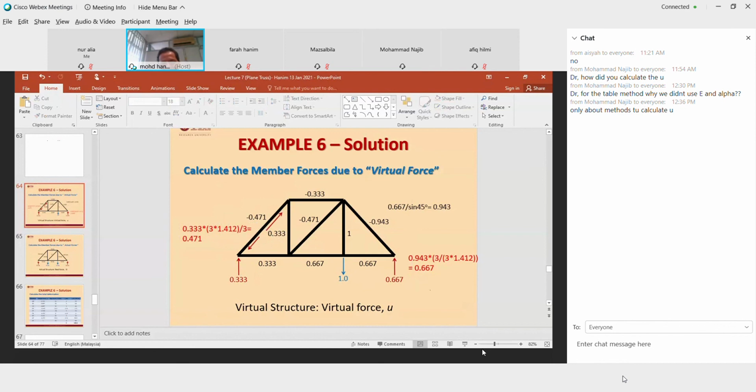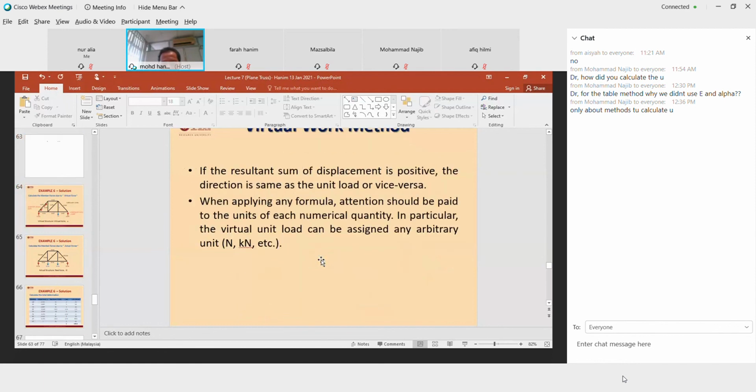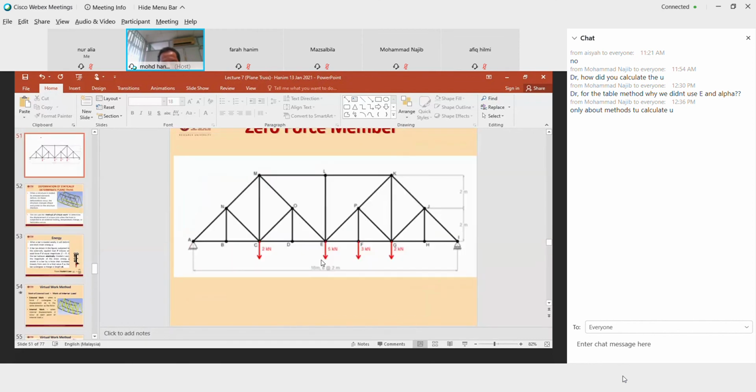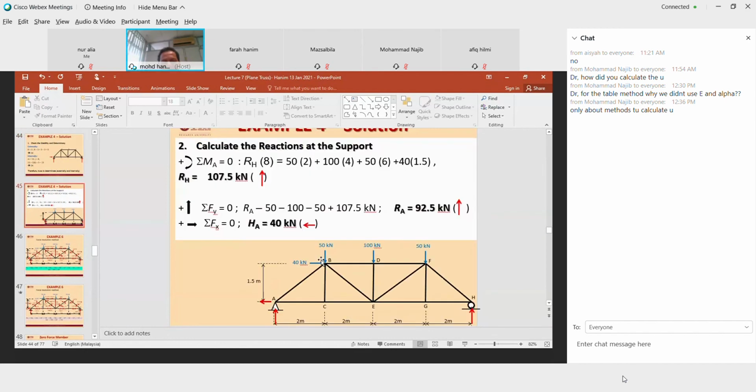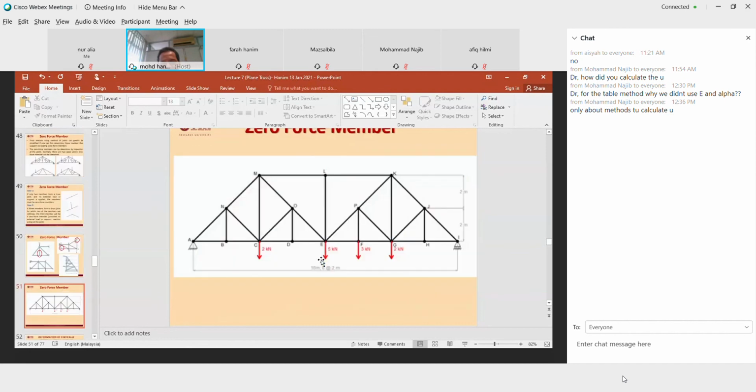Doctor, how did you get 0.667 from the 1 unit load? Okay, 0.667. You can use the moment or this one reaction here, or you can use this method. Check the reaction at the support. Okay, that's one thing.